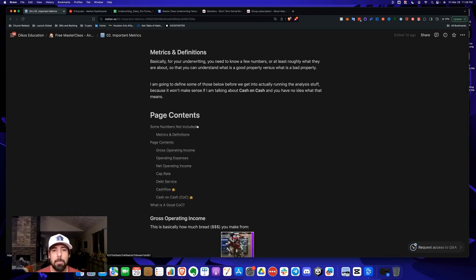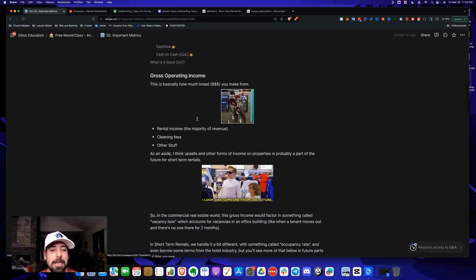You need to know these numbers, or at least roughly what they're about, so you can understand the whole purpose of this, and what is a good property and what is a bad property. I'm going to define some of those things by talking about cash on cash return. That is the metric we're using. It's not the only metric, as I mentioned previously. But for us, what will separate a good and a bad property is strong cash on cash performance versus weak cash on cash performance. All right, so let's get in.